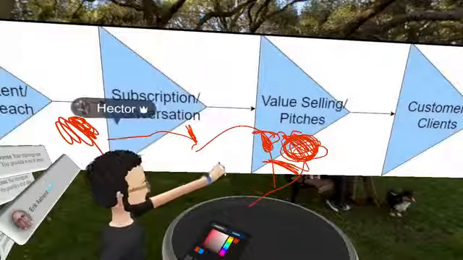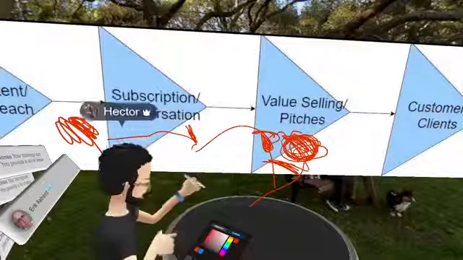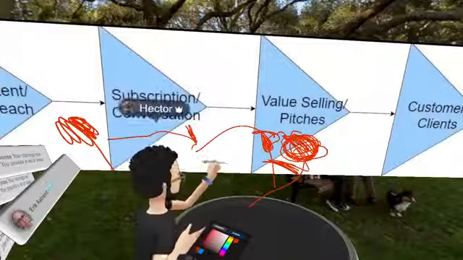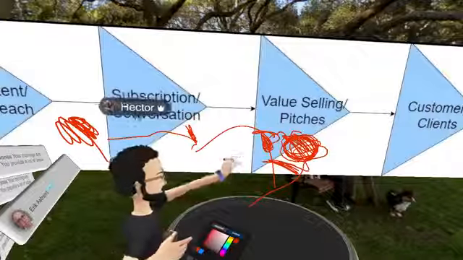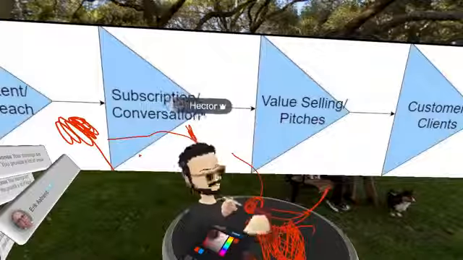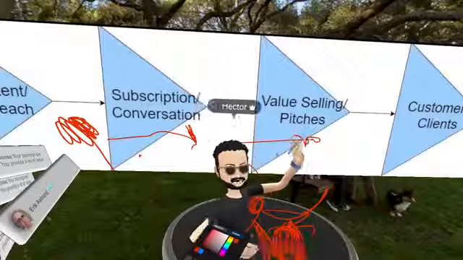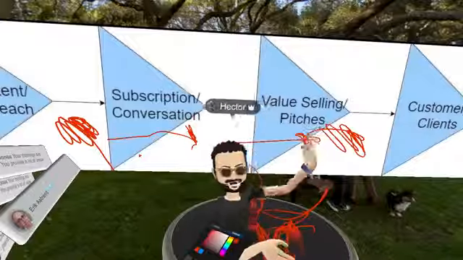So after the pitches, we've got to have enough so that they can become clients and customers. I think that's so important for people to understand: you really need to have enough pitches to get you to clients. You really need to have enough pitches. This is a numbers game.